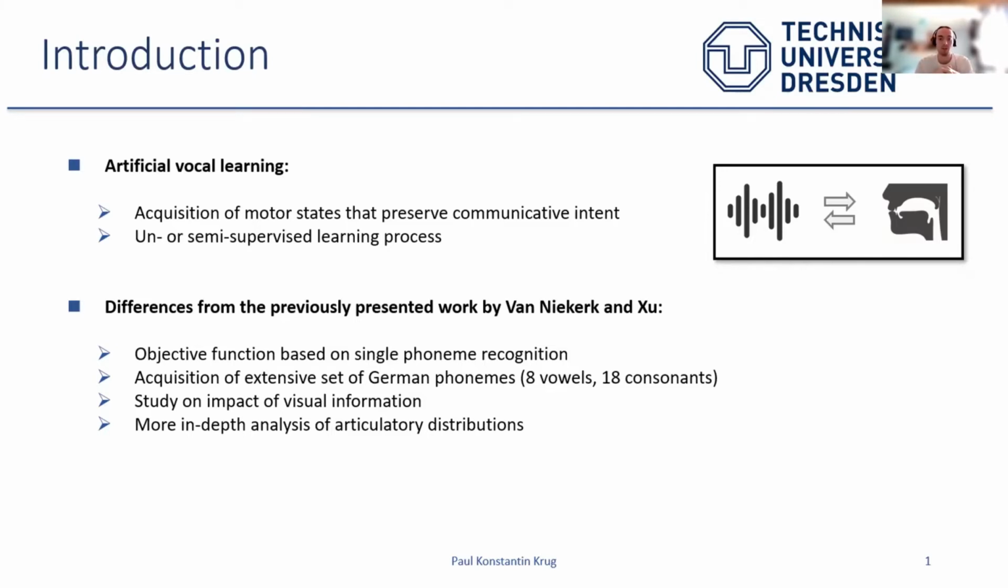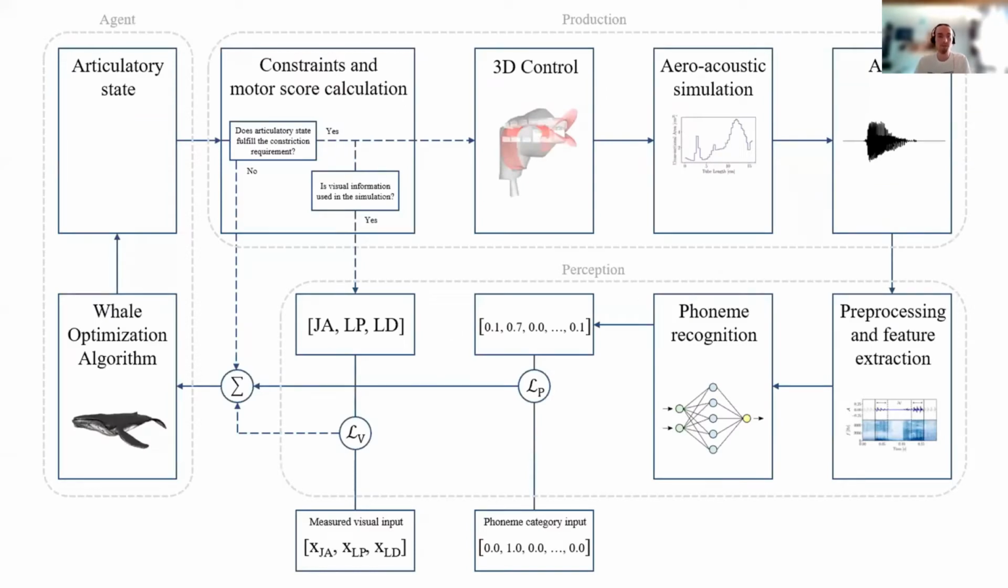Like I said, the main goal is to study the influence of visual information. So it includes the measurement of some visual parameters from video recordings and the transfer of this information onto the simulation. It also provides a bit more in-depth analysis of the articulatory distributions that were obtained during the optimization, which is also quite interesting. The framework that I used looks like this, and I will explain it step by step.